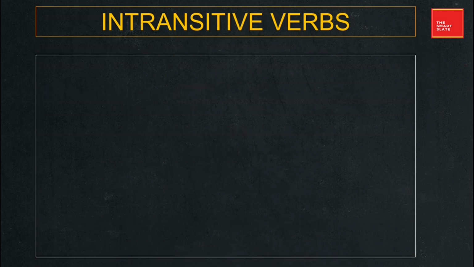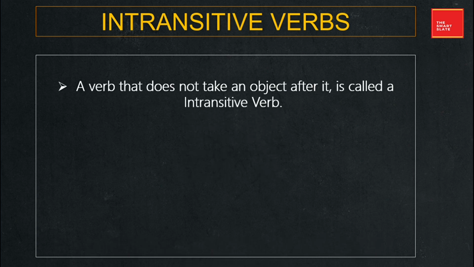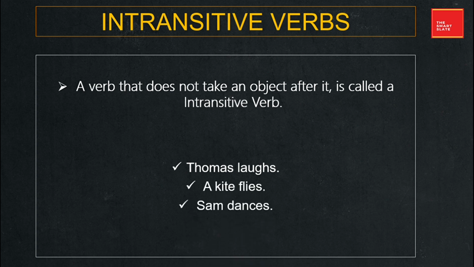Looking at the next type, that is intransitive verbs. Intransitive verbs are the verbs which are not linked with an object, or they do not have an object in a sentence. A verb that does not take an object after it, that is, after the verb you will not find any object, then that particular verb is an intransitive verb. Like Thomas laughs, kite flies, or Sam dances, or wheat grows well. So there is an absence of an object after the verb. Such are the intransitive verbs. Laughs, flies and dances.